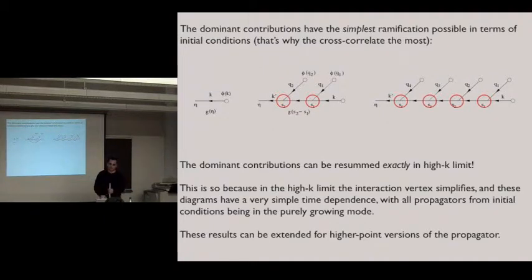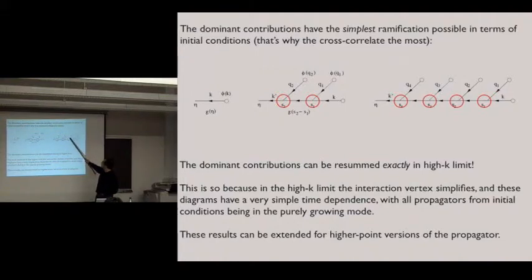So they are very simple. Essentially, they are very simple in terms of the initial conditions. So if you're looking here at final time, and this is your initial condition, this is the high momentum. They're all coming from the growing mode, interacting, and you can show that in the high k limit, this still keeps in the growing mode.